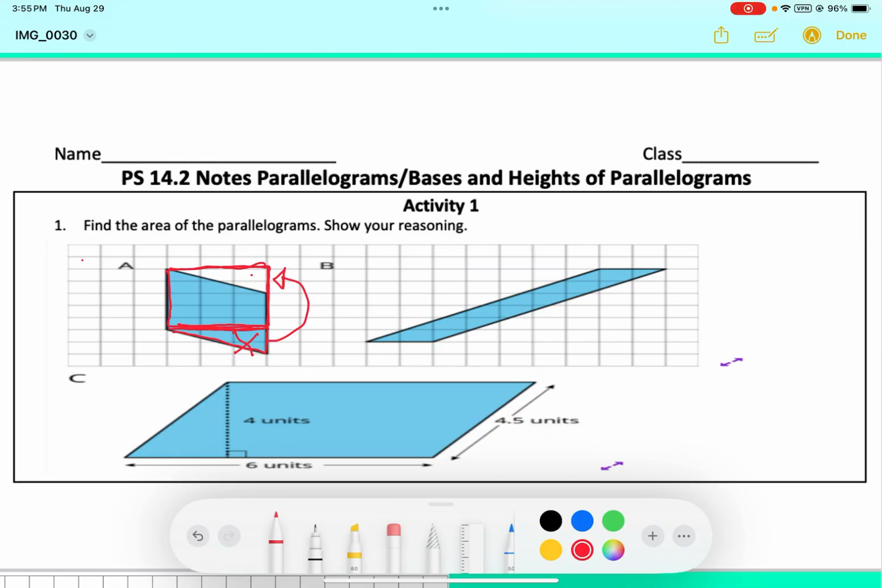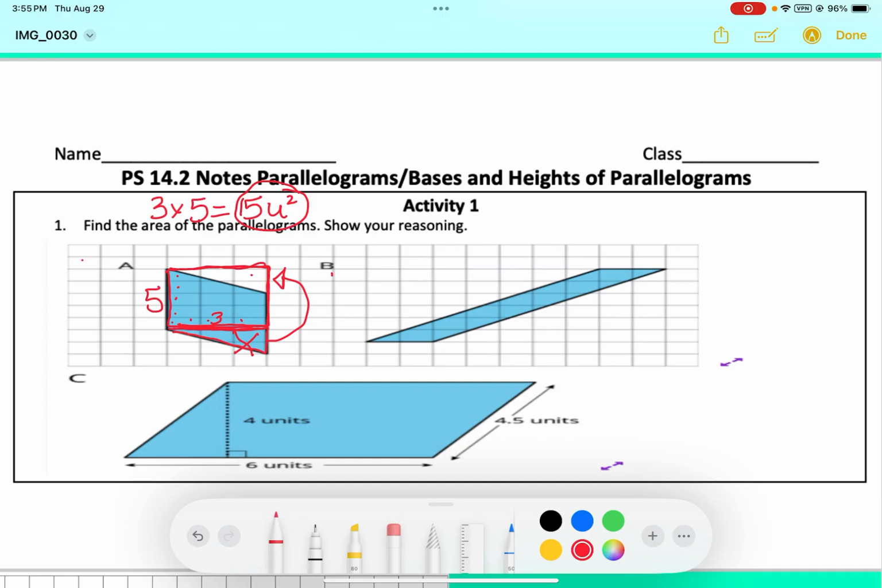And I'm going to count. So I have 1, 2, 3. This side is 3, and this side is 1, 2, 3, 4, 5. So if I have 3 times 5, I get 15. And since we don't know the units, we'll just say units squared, 15 units squared. And make sure you are showing your work.